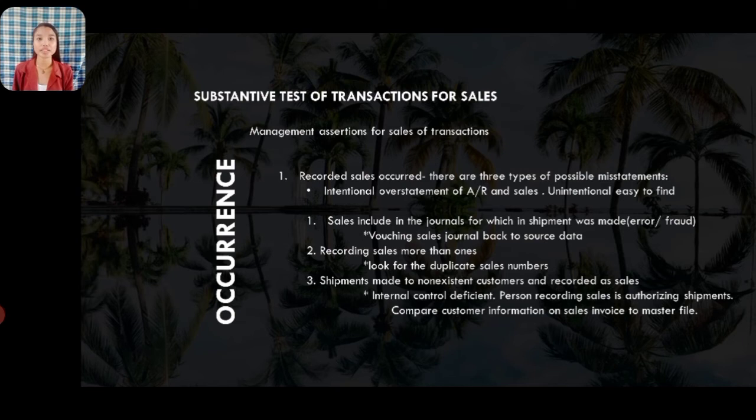Compare customer information and sales invoice to the master file. So by means of comparing the sales invoice to the master file, you can solve the problem regarding the non-existent customer.